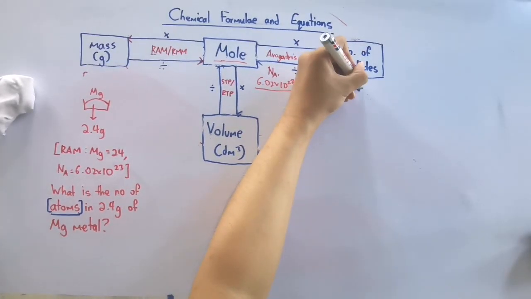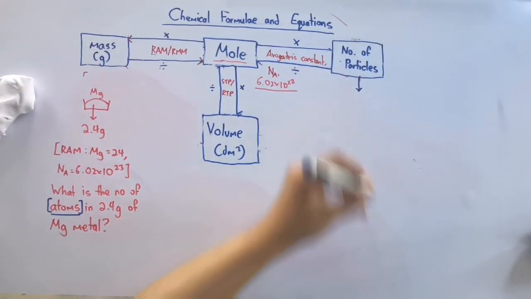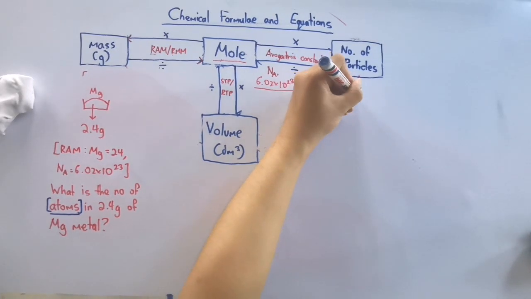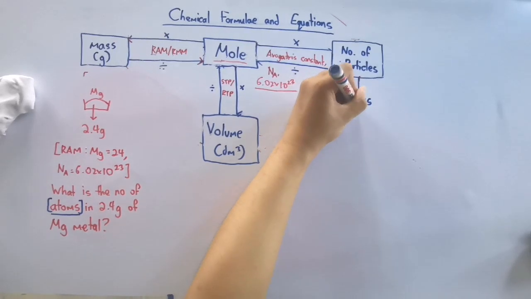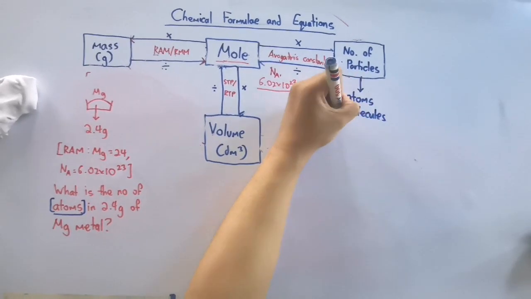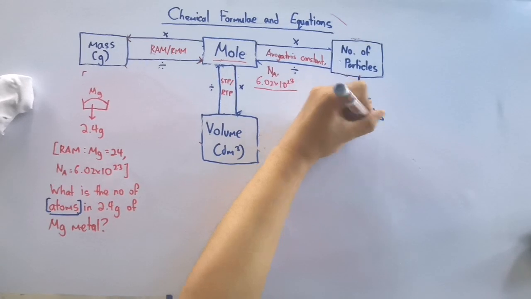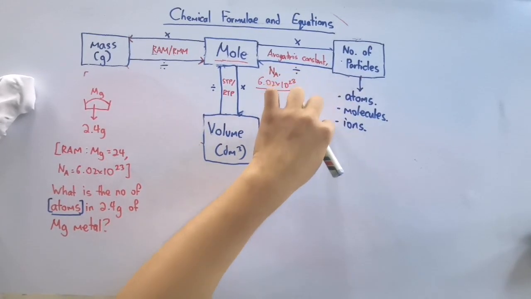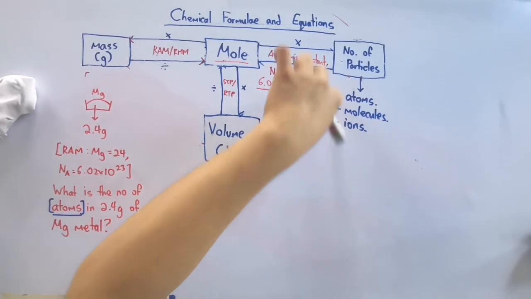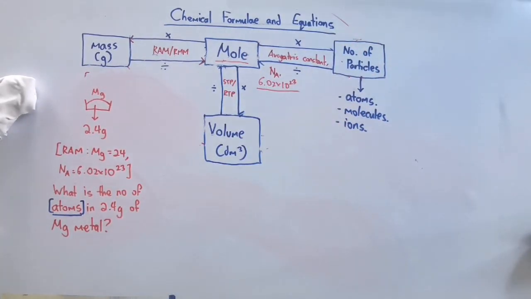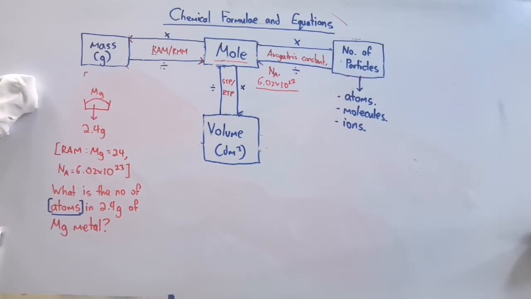Now in exams, there may be 3 types of particles that they mention. They may be talking about atoms. They may be talking about molecules. They may be talking about ions. Exams will always specify which one they are talking about. So whenever you see any one of these three, we are talking about number of particles. All right. So if you want to try this question yourself, pause the video right now and try it out. Otherwise, I'm going to continue with the answer.